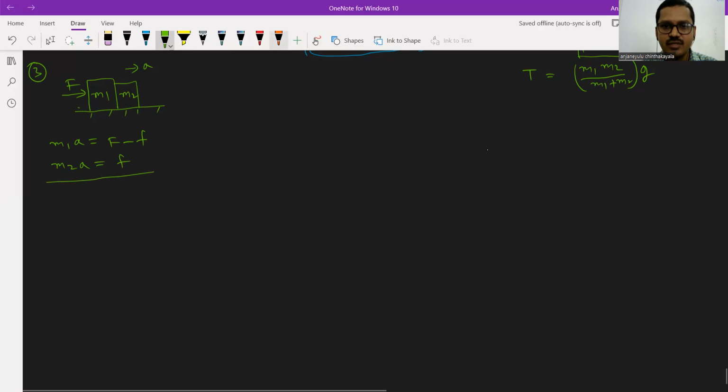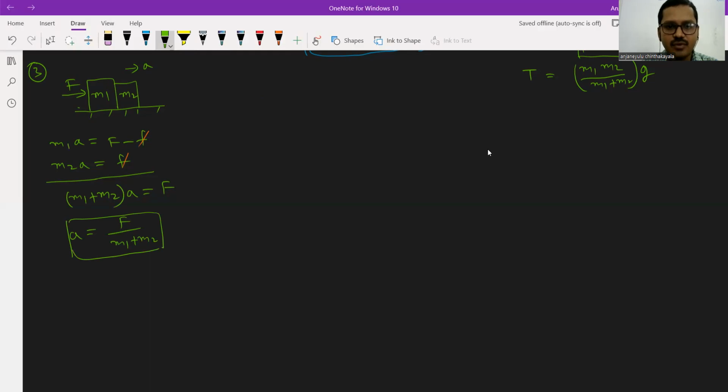Adding these two equations, the contact force f cancels here. After the cancellation and taking the common A value, (M1 plus M2) times acceleration A is equal to force F. Therefore, A is equal to F divided by (M1 plus M2). This is the acceleration of the system. Similarly, the contact force f, from the second equation, is M2 times the A value, which is M2 F divided by (M1 plus M2). This is the contact force.